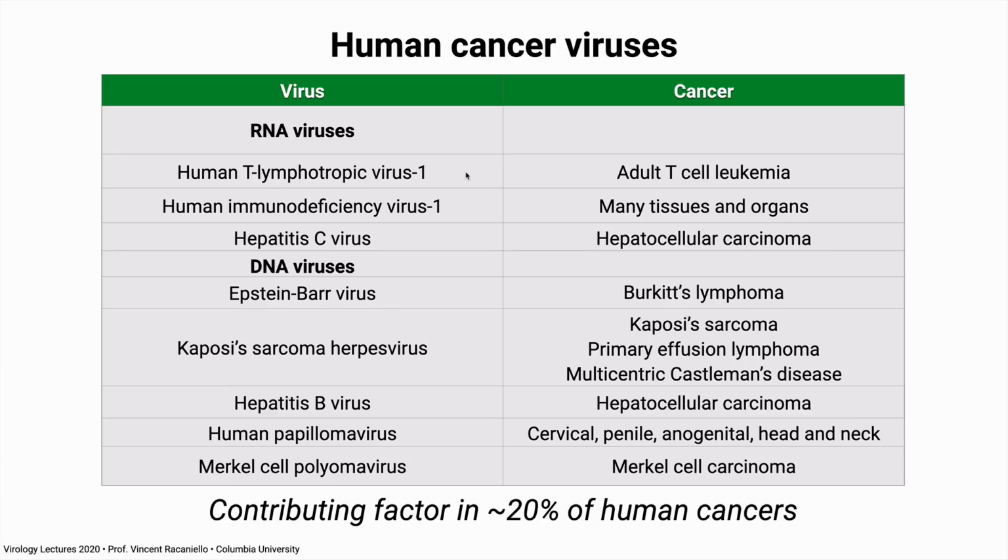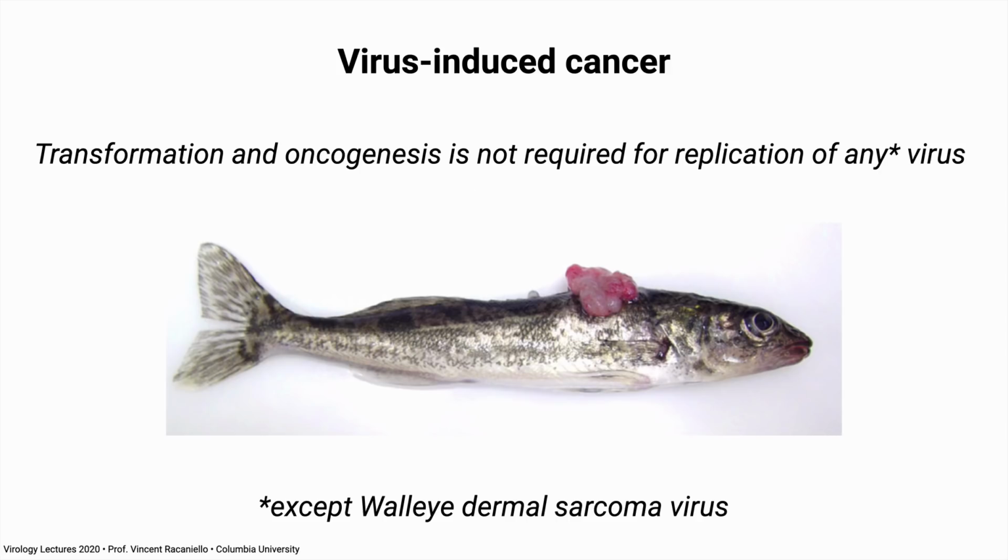What I'm going to do is tell you a story about how we learned how virus infections led to cancers and how that elucidated the mechanism of cell growth control, so that now we understand how these viruses cause cancers, how cancers are caused by other effects, non-viral effects as well. What I do want you to remember, especially, is that transformation in oncogenesis, virus-induced cancer, is not required for the replication of any virus.